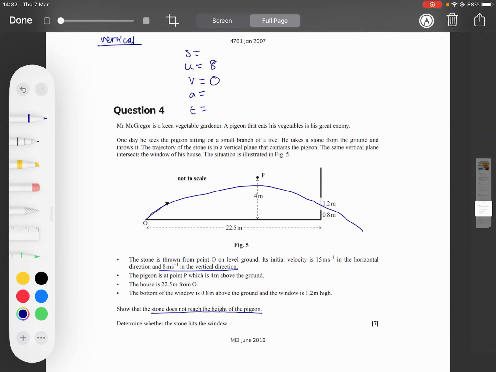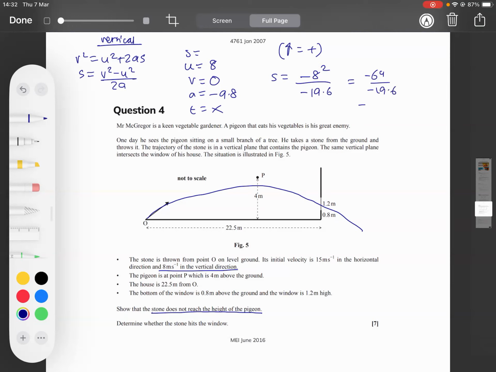V at the maximum height is 0. Acceleration is minus 9.8 because we're taking up as positive, and we don't know t. So we pick the equation without t, which is v squared equals u squared plus 2as, and we solve for s. You just need 3 values and you need to work out 1. So s equals 0 squared minus 8 squared, divided by 2 times minus 9.8. So that's minus 64 divided by minus 19.6, which is about 3 point something.